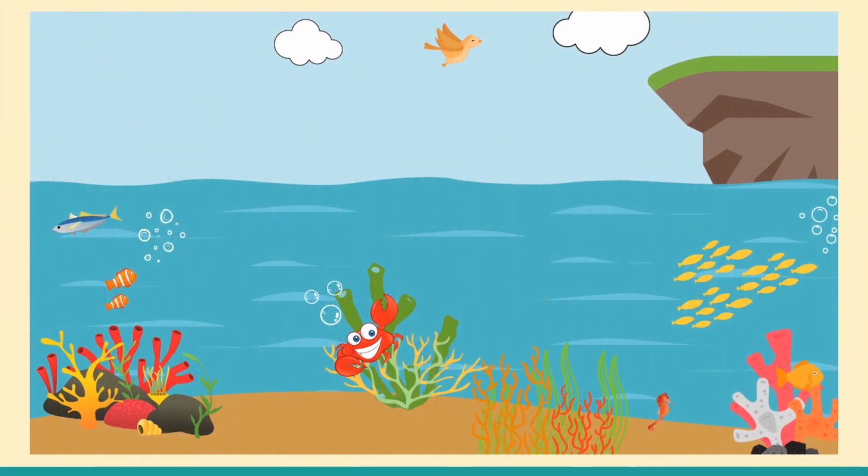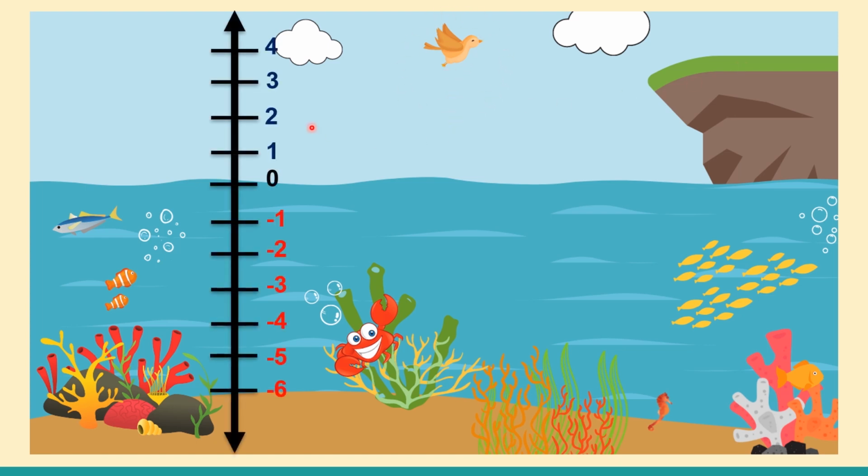Tingnang maigi ang larawan. Ayon sa ating binasa kanina, kailangan nating ilagay ang crab ng 5 feet pababa mula sa sea level. Ang cliff ay 3 feet sa itaas ng sea level at ang ibon ay 4 feet sa itaas ng sea level. Tayo ay gagamit ng vertical number line upang mas maintindihan natin ang ating larawan.